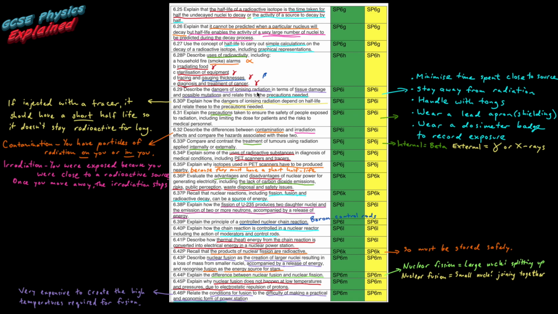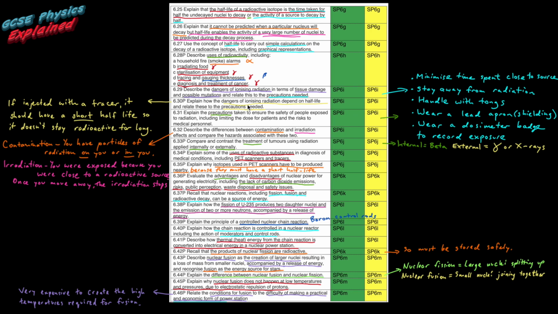Describe the dangers of ionizing radiation in terms of tissue damage, possible mutations, and relate this to the precautions needed. Precautions needed: minimize the time spent close to the radioactive source. In other words, stay away from the radiation. If you do have to get close and pick it up, handle it with tongs, big scissor things. Wear a lead apron, which is what we call shielding. Wear a dosimeter badge to record your exposure.